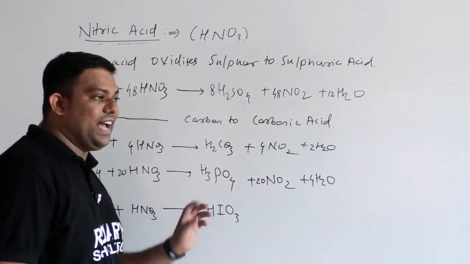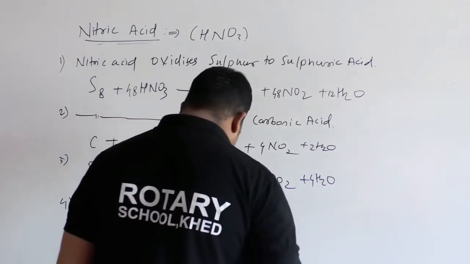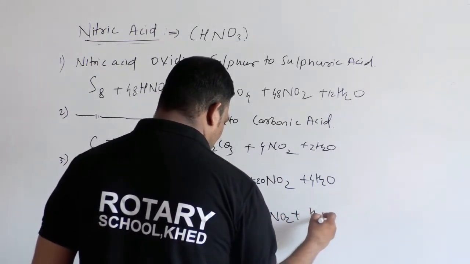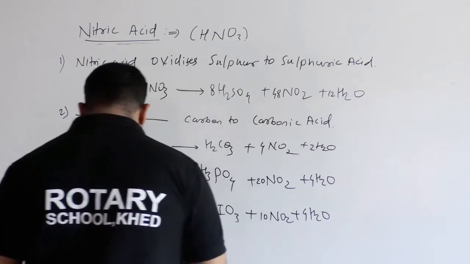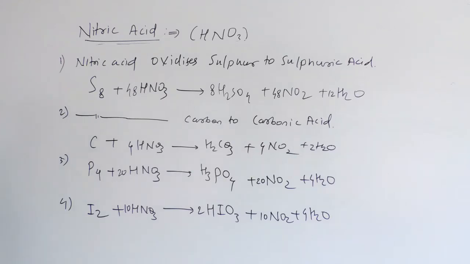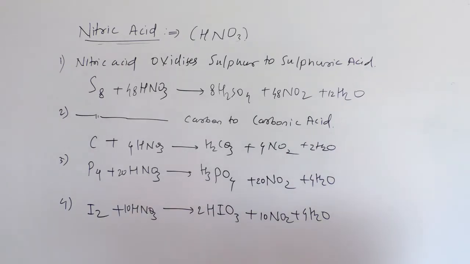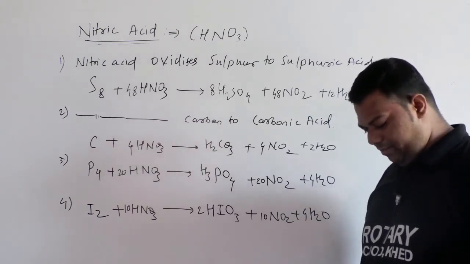This acid comes in our group 17 halogen family. Iodic acid plus your NO2 plus H2O. So you can balance this. You have to balance it; if any doubt comes, you can share. These are the reactions when nitric acid reacts with the non-metal part.